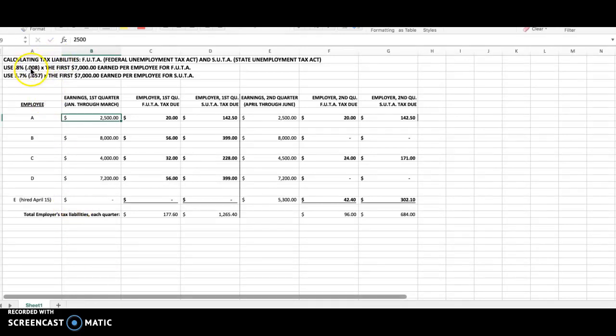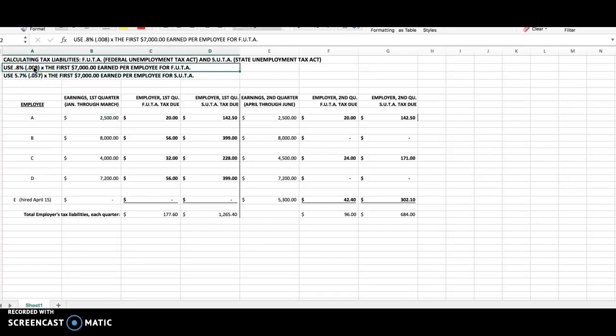We are calculating up here, as you see, the federal unemployment tax based on 0.8%. That's 0.008 in decimal form, and that's very important. And we are calculating the state unemployment tax using 5.7% in decimal form. That is 0.057. So converting the percentages to decimal obviously will be an important step in doing this.